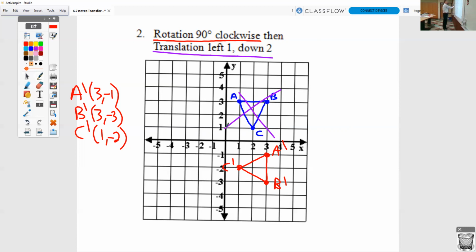So when we go to do this, we're looking at the red one now. We want to go left 1, down 2. So starting at A prime, left 1, down 2. Here's my new A double prime. Starting at B, left 1, down 2. Here's my new B double prime.